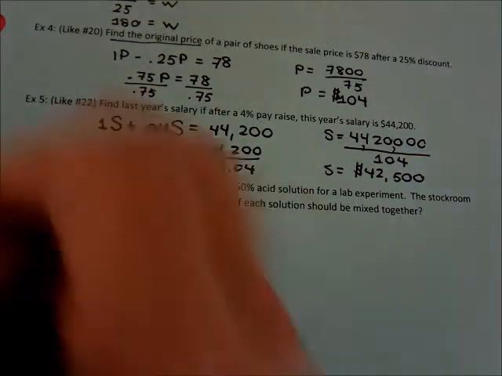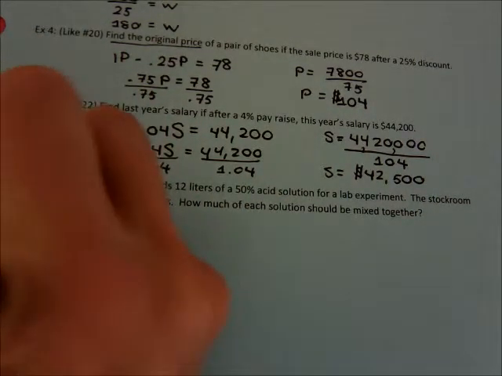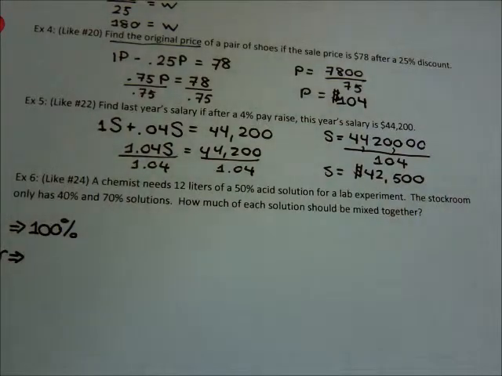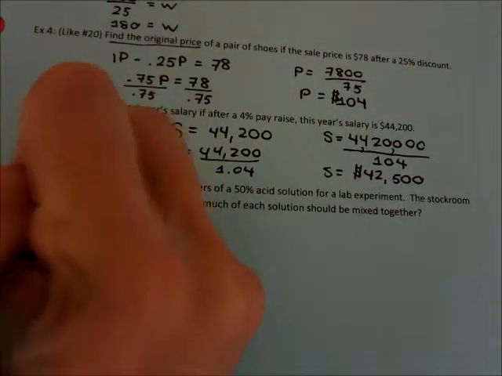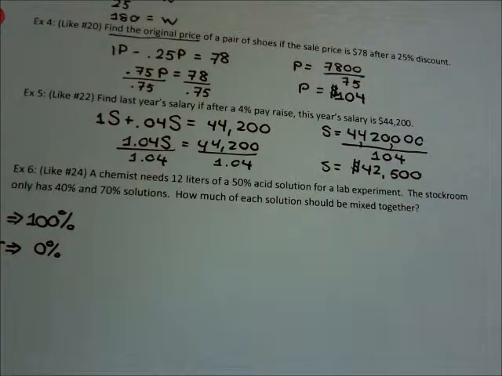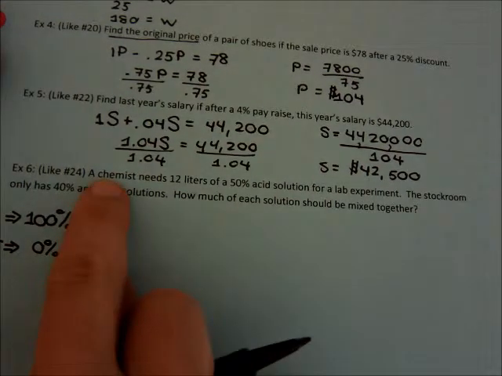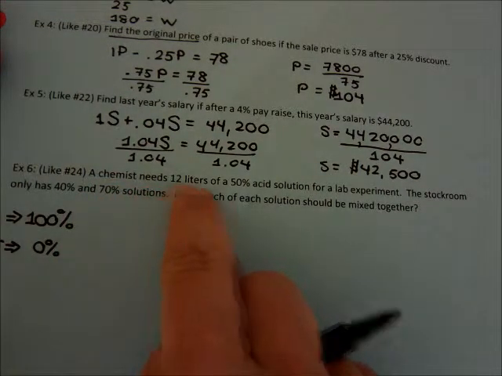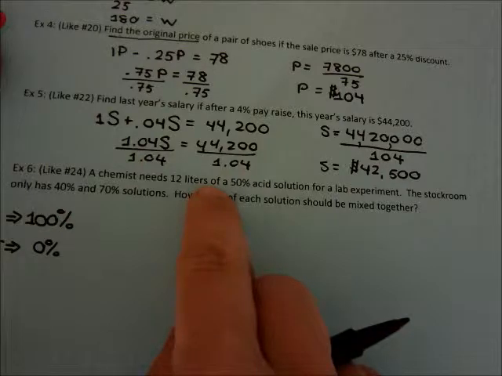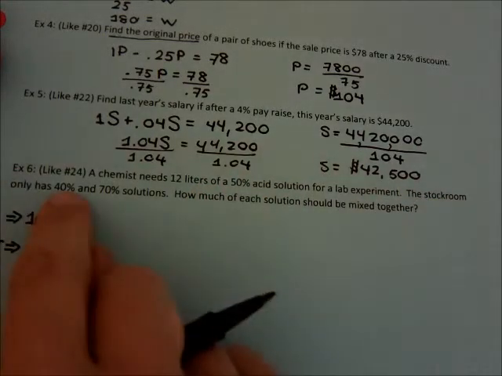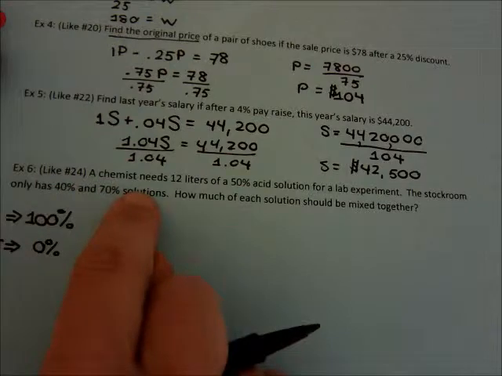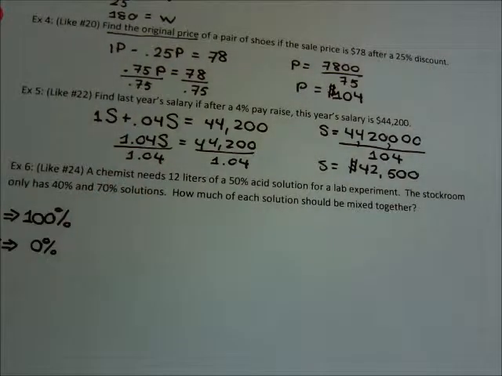What if I say I'm mixing water there? How much acid is in water, hopefully? 0%. So we got to have that down just in case. Now, your let statements are going to be really crucial on here to make sure that we understand. All right, so basically the gist of this is that a chemist wants a total of 12 liters. And the stockroom only has these types, 40% and 70%.